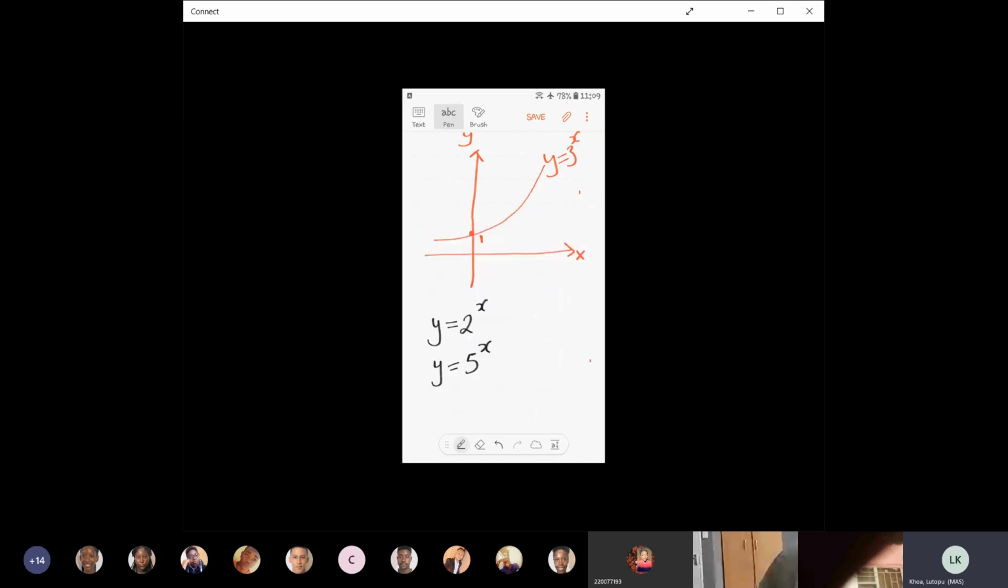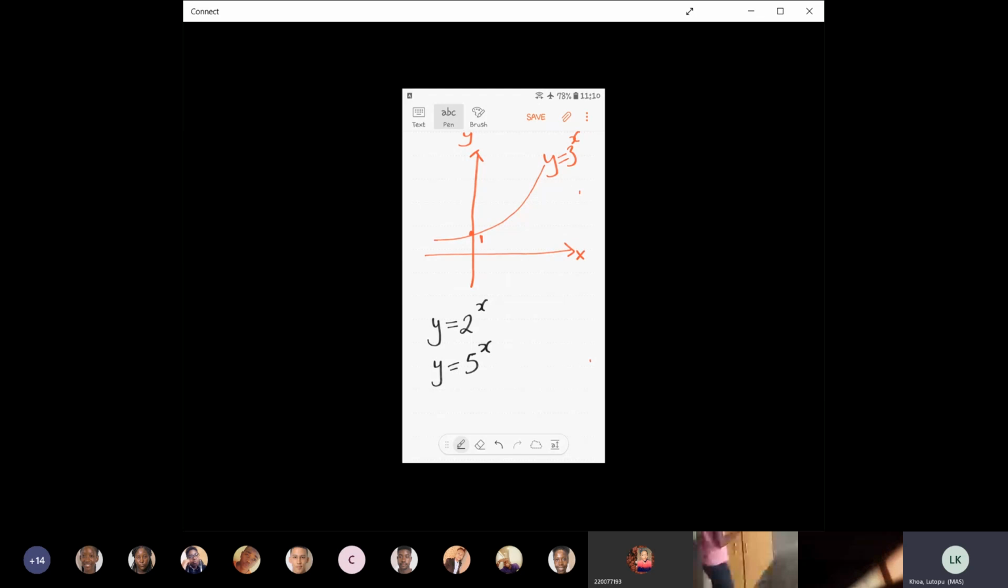Remember the principle: in the first quadrant, which one must be closer to the y-axis, and then in the second quadrant, which one must be closer to the x-axis. Okay, then try and combine all three on the same graph.